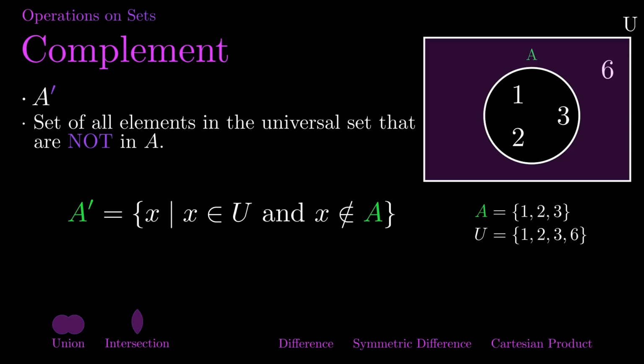Example, A is equal to {1, 2, 3}, and our universe U is equal to {1, 2, 3, 6}. What is A complement? It's everything in U that is not in A. So we remove 1, 2, and 3 from the universe. What's left? 6. A prime is equal to {6}.